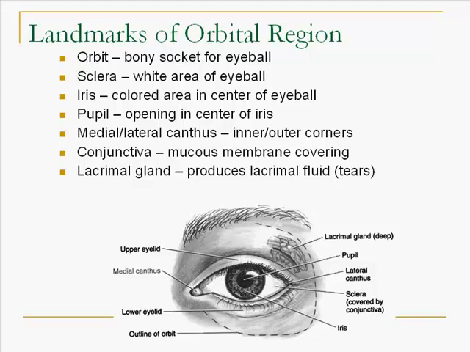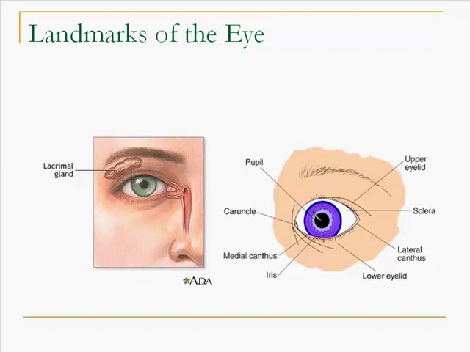Again, when you're taking radiographs, you may need to use the landmark. When you're taking your premolar shot, you may use the outer or the lateral canthus of the eye as a landmark. So again, you need to remember these. We'll be talking about the lacrimal gland when we talk about glandular tissue, but this is what produces tears. Again, this just gives another picture.